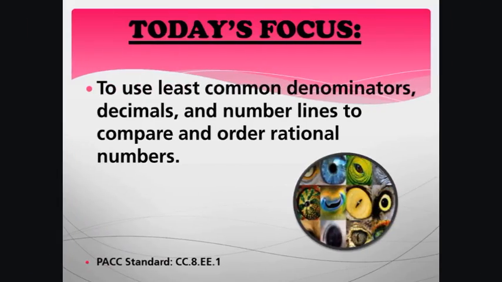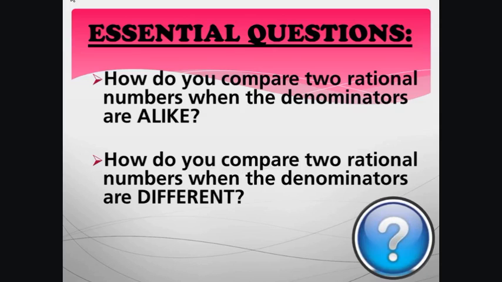So let's take a moment and look at the focus. Our focus for today's lesson is to use least common denominators, decimals, and number lines to compare and order rational numbers. The questions that you should be able to answer by the end of today's lesson are: how do you compare two rational numbers when the denominators are alike? And how do you compare two rational numbers when the denominators are different? So keep in mind that these questions should be able to be answered by the end of the lesson.